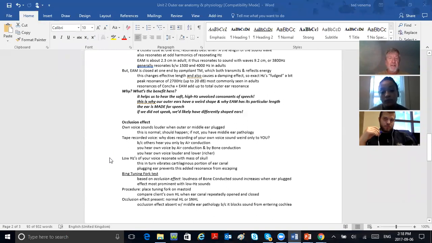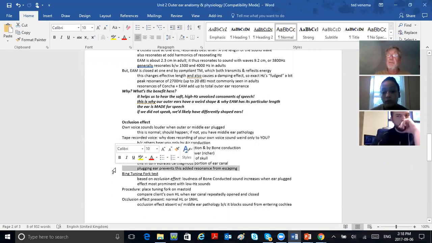If we look at our notes now, let's find out the real definition of the occlusion effect. Let me just highlight these three sentences. The low frequencies of your own voice resonate with the mass of your skull, because remember, mass resonates with lows, stiffness resonates with highs. We just covered this in acoustics a couple hours ago. The mass of your skull, now that it's vibrating, in turn vibrates the cartilaginous portion of your ear canal. And plugging your ear prevents this added resonance from escaping.